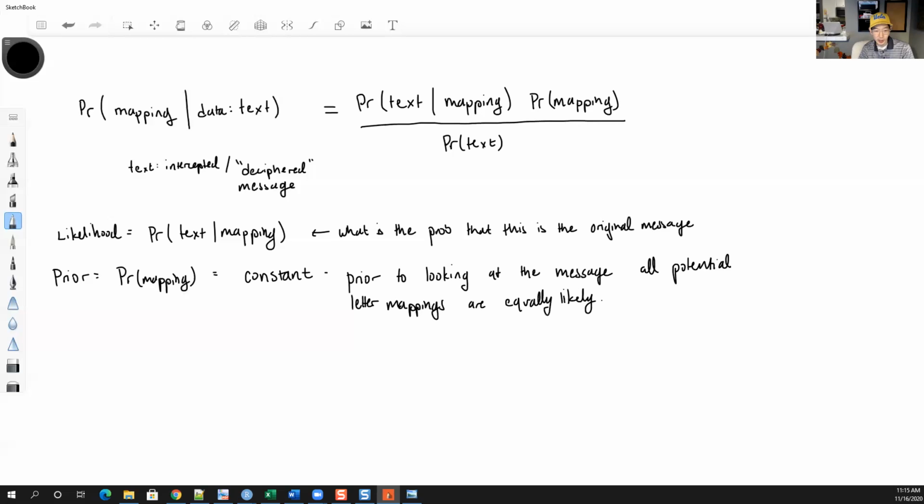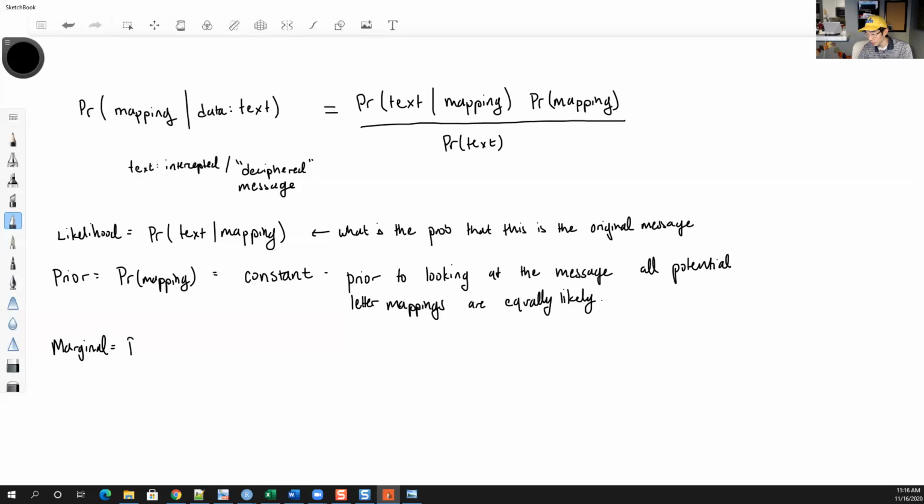Okay, now how many... so we're going to just set that to be a constant. We're not going to say that we believe it's more likely that the letter A got mapped to the letter B than the letter Z or something like that. Before we look at the intercepted message, we're going to say all potential mappings are equally likely. And then the marginal probability, that's in the denominator.